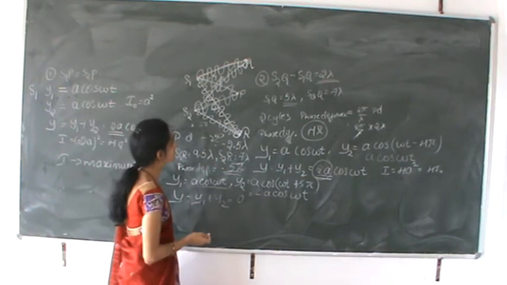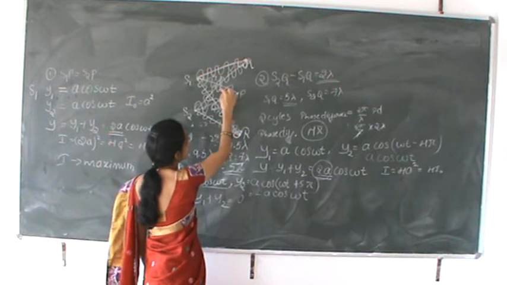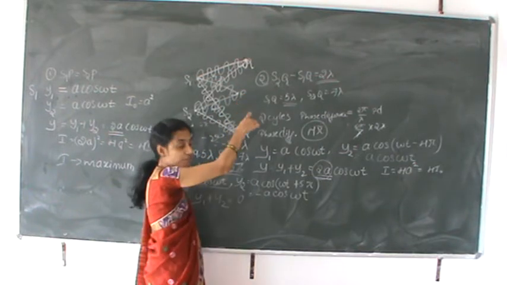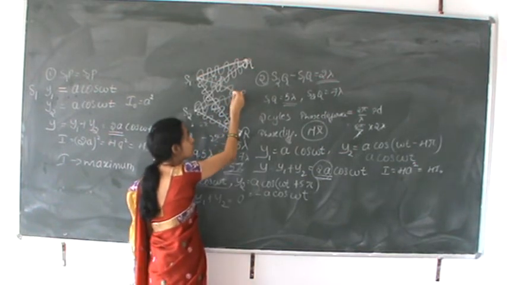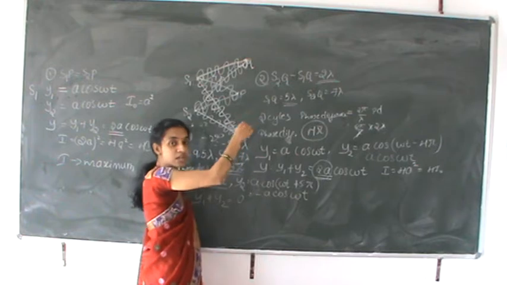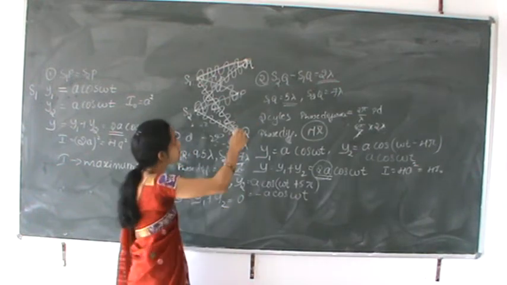Destructive pattern. So in the first case, S1P and S2P, the path difference is 0, so it is in the same phase with 0 phase difference.